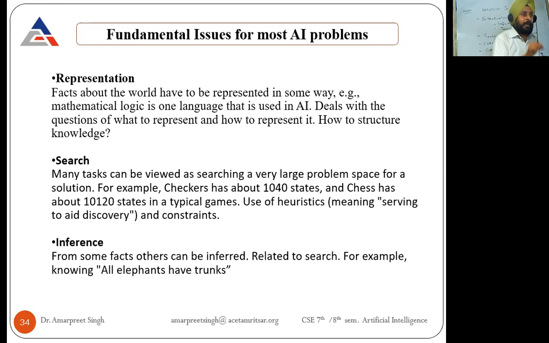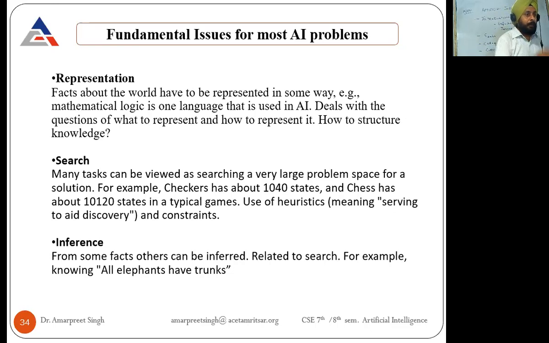Facts about the world have to be represented in some way, so it requires some mathematical logic. It requires a language. It requires different tools. We have to represent either in text, in a graph, in a video, or in images. So it all requires some form of logic, some form of language. If we say we have to represent this information in the form of text, then in which language should that text be? So this is a very important aspect and issue in most AI problems.